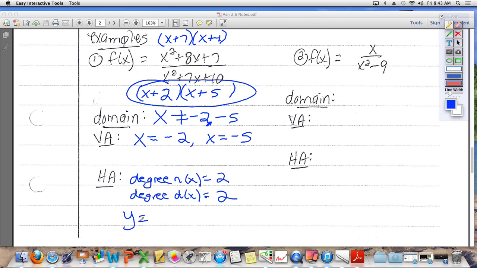at y equals what? Look at your notes. The lead coefficient of the numerator is 1. The lead coefficient of the denominator is 1. 1 divided by 1 is 1, so we have a horizontal asymptote at y equals 1. You okay with that? All right.